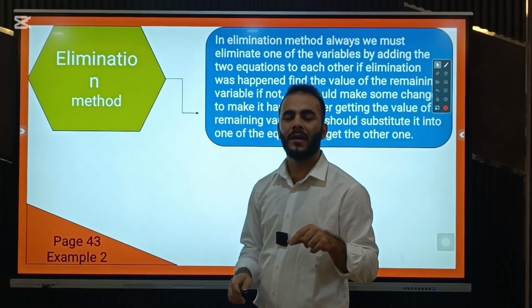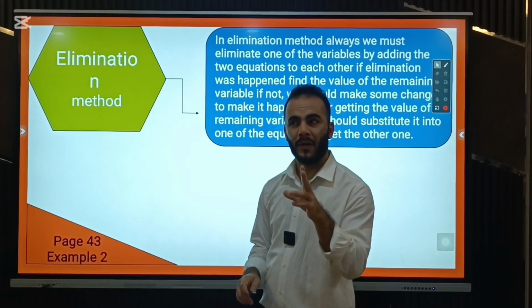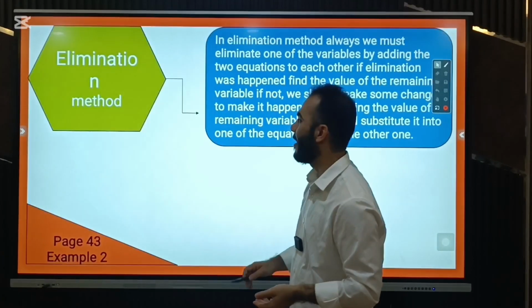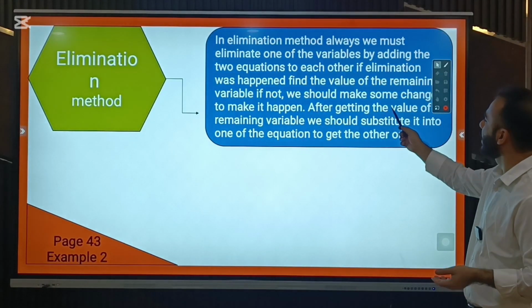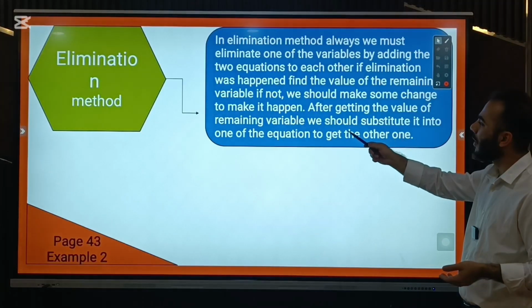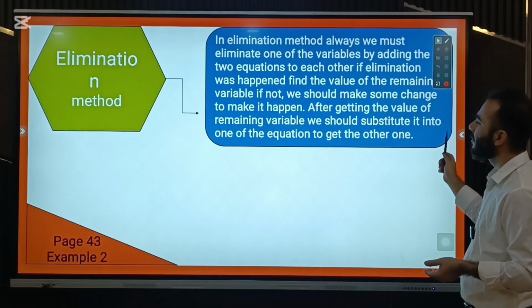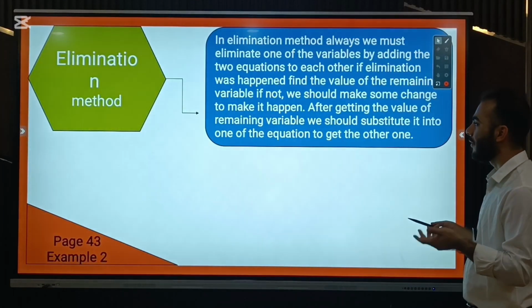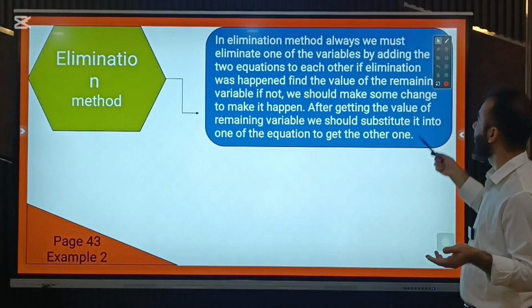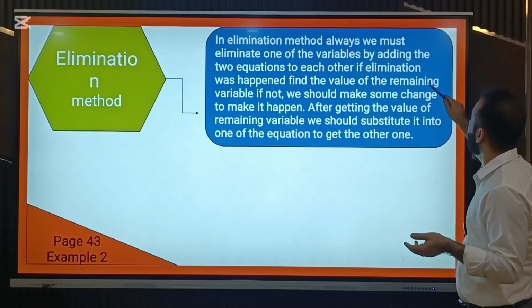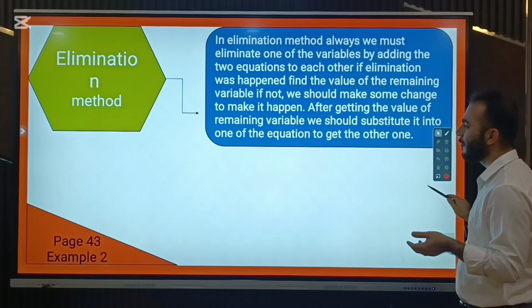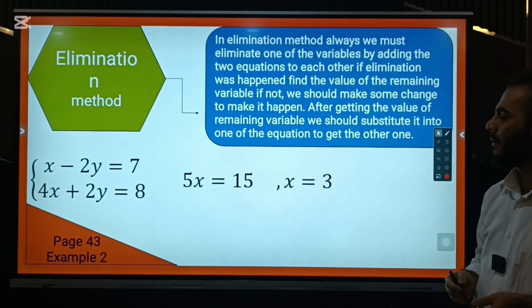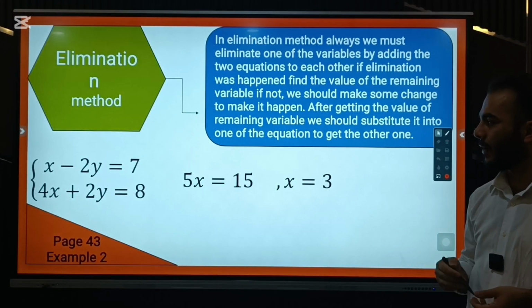How? By multiplying or dividing, mostly multiplying, one of the equations by a number to make the elimination happen. Right now we will see it. After getting the value of one of the variables, we should substitute it into one of the equations to get the other variable. Let's see whether we have an example. Yes, as you can see, x minus 2y equals 7, 4x plus 2y equals 8.